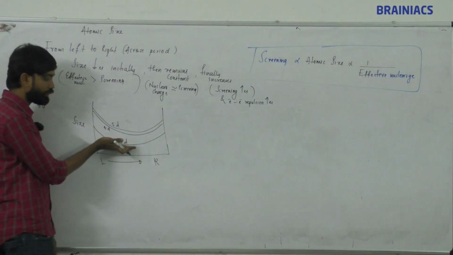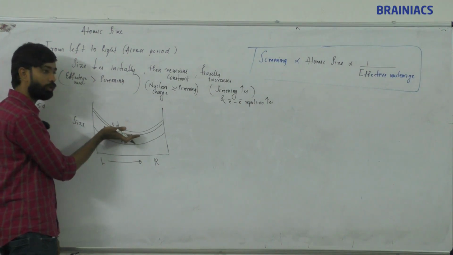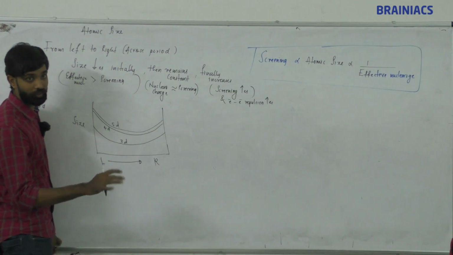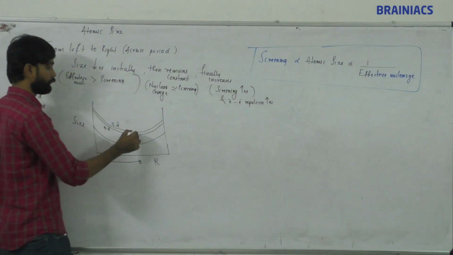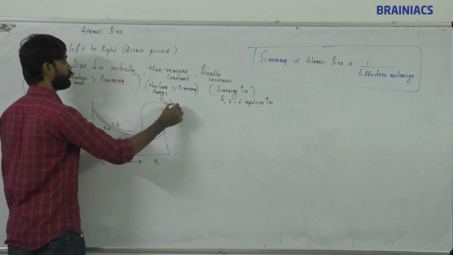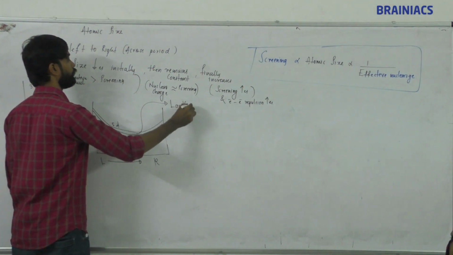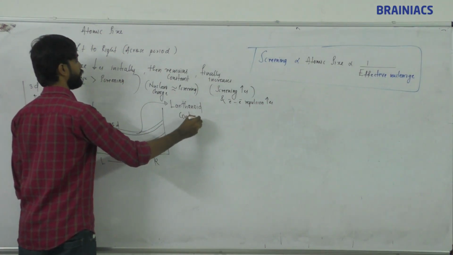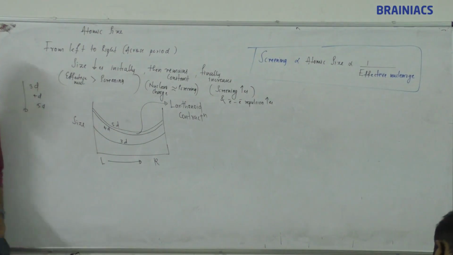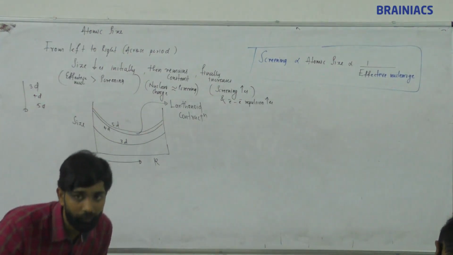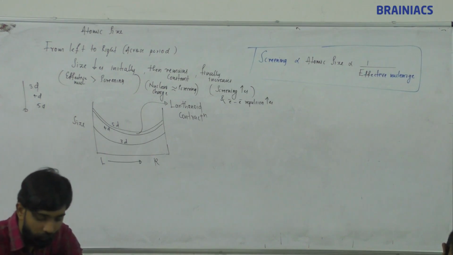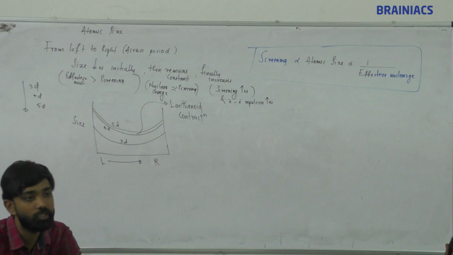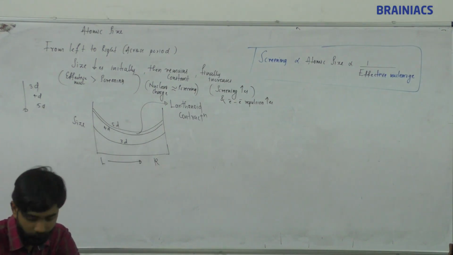3d is less than 4d, but the sizes of 4d and 5d are nearly the same. I think you know the reason: lanthanoid contraction. The general trend is first decreases, then approximately constant, finally increases. And why is there no much difference in the size of 4d and 5d? It is due to lanthanoid contraction.